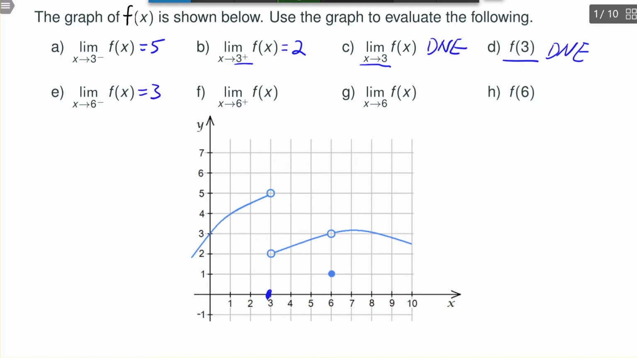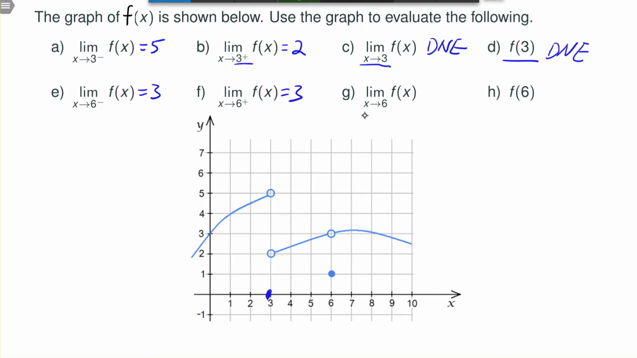Now 6 from the right side, positive sign means from the right side, here's 6. From the right side, it approaches 6. As x approaches 6 from the right side, the y value is approaching 3. So 3.